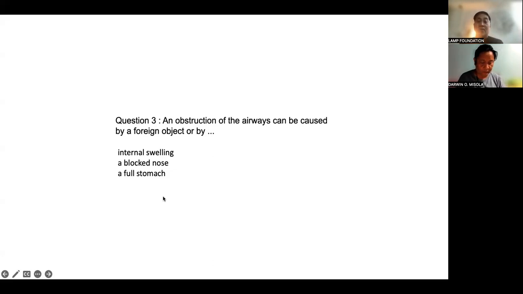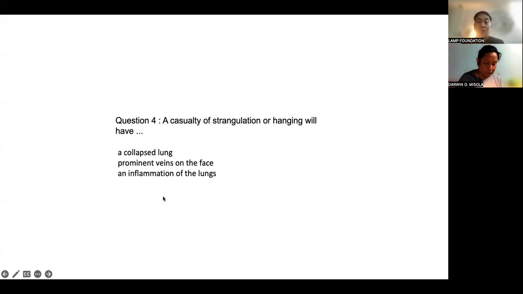An obstruction of the airway can be caused by a foreign object or by swelling. A casualty of choking will have prominent veins on the face.